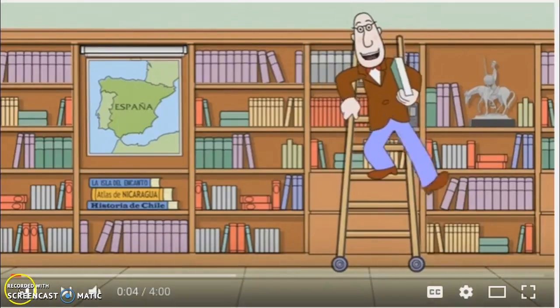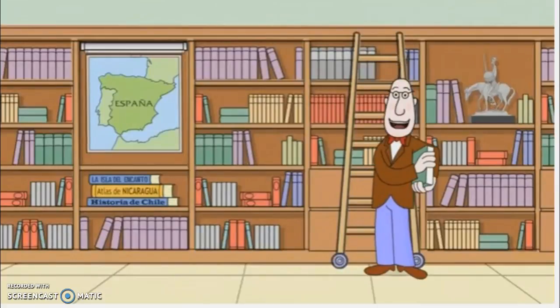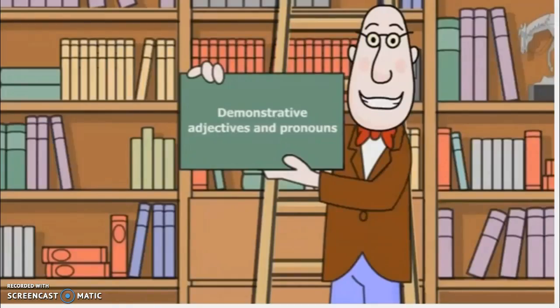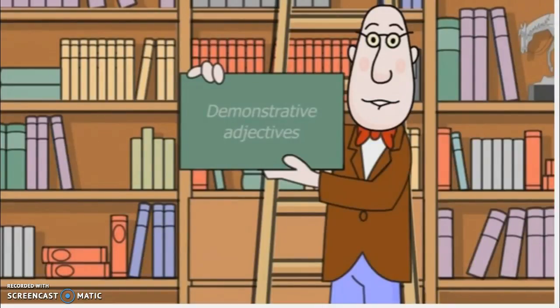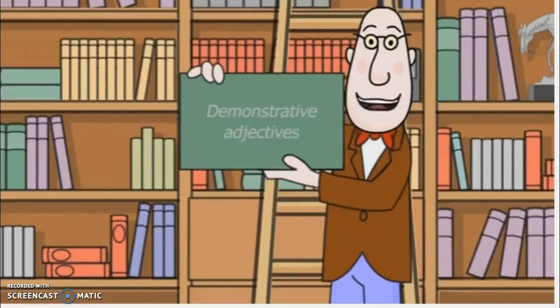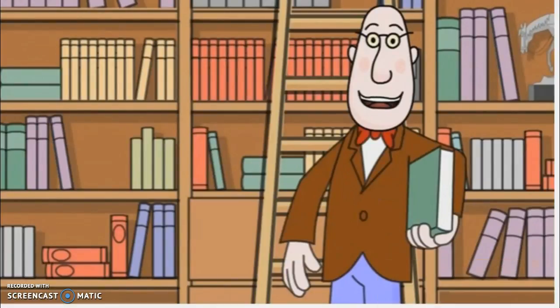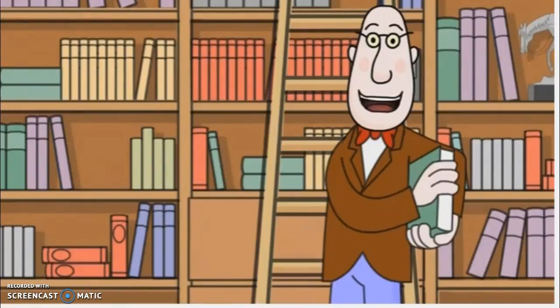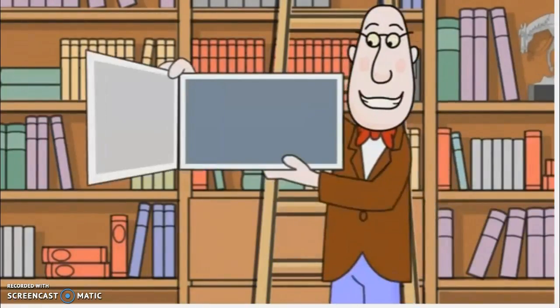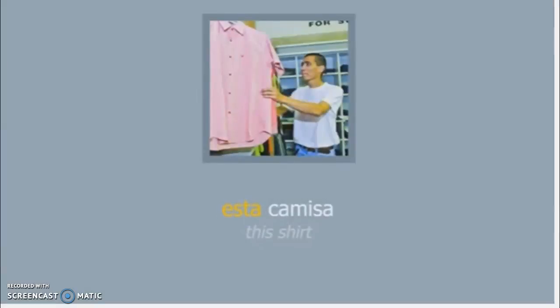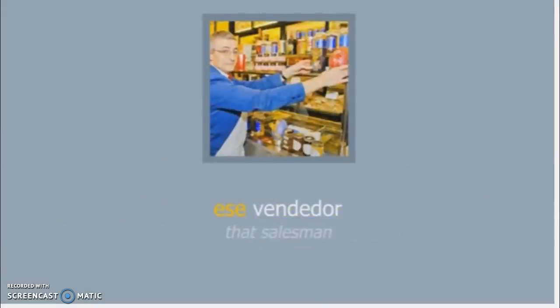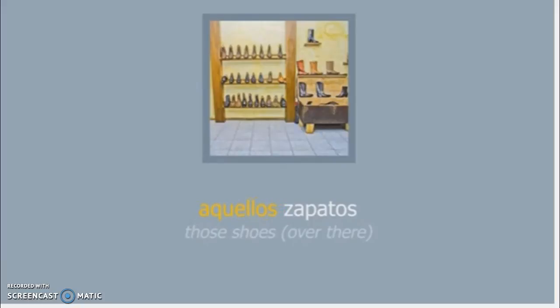Yes! I've decided to read this book. It's all about demonstrative adjectives and pronouns. In Spanish, as in English, demonstrative adjectives are words that demonstrate or point out nouns. Demonstrative adjectives come before the nouns they modify. Like other Spanish adjectives you've studied, they agree with those nouns in gender and number. Look at these examples. Esta camisa, ese vendedor, aquellos zapatos.